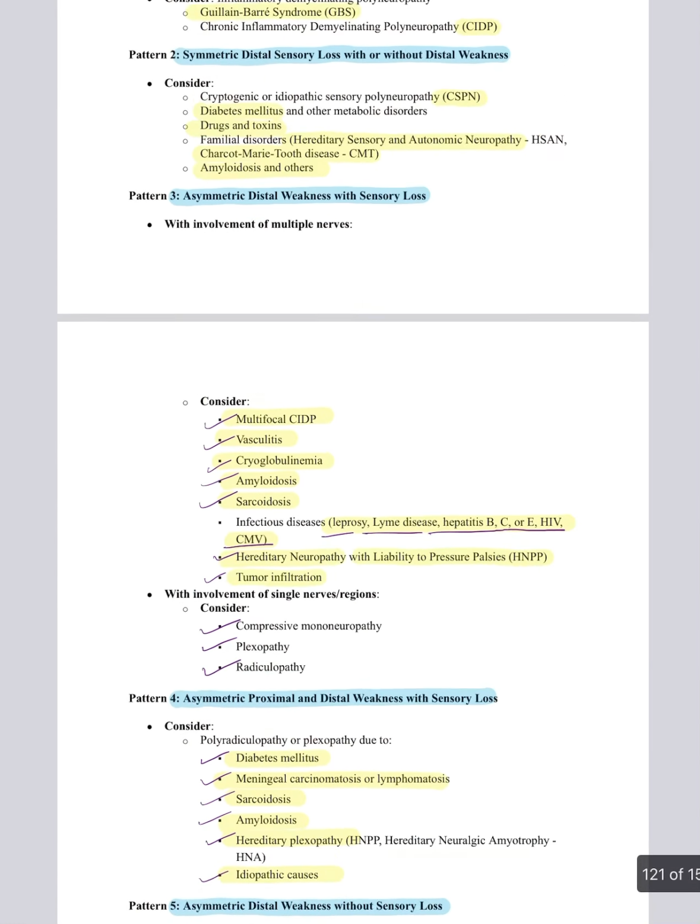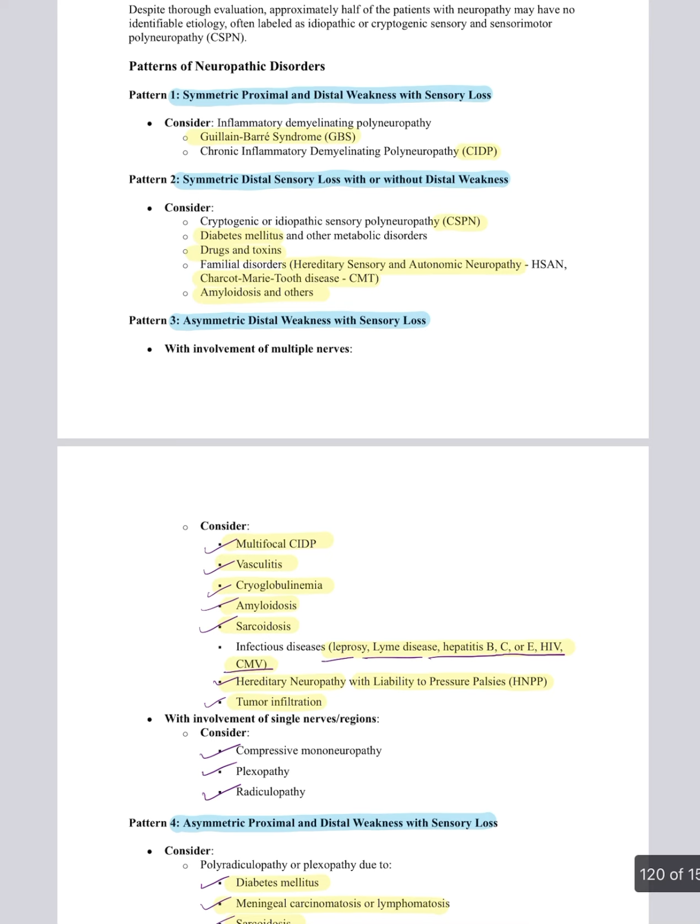So these are the different patterns which make it easy for us to diagnose the cause of peripheral neuropathy.